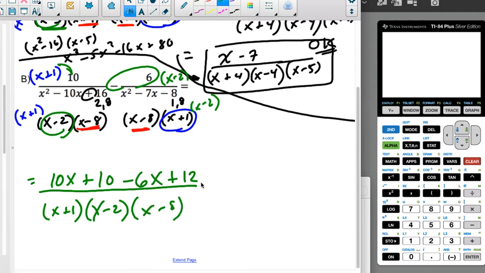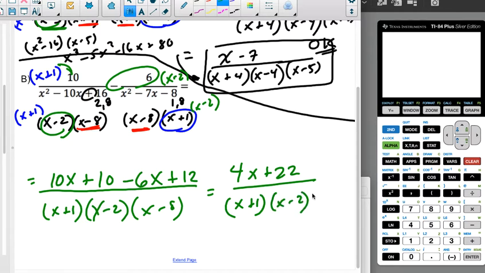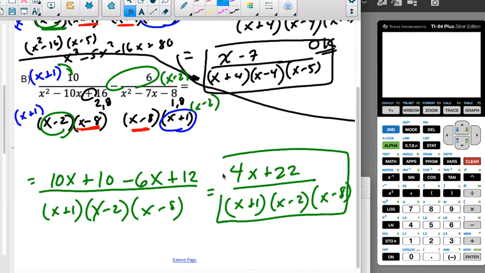So when I clean up the top, I seem to get a 4x plus a 22. Yep, that checks out. X plus 1, x minus 2, x minus 8, right? You could factor out, like if you want, you could make the top into a 2 times a 2x plus 11, but I don't know why you would, right? This answer's fine by me.